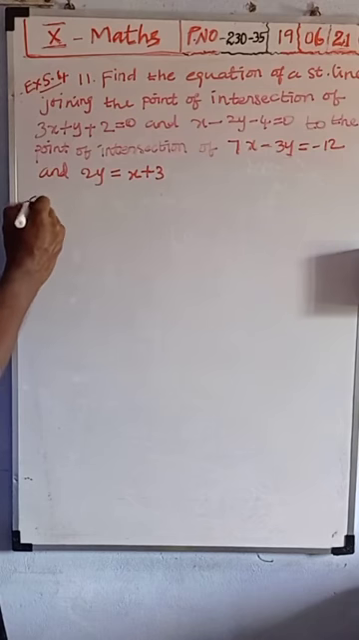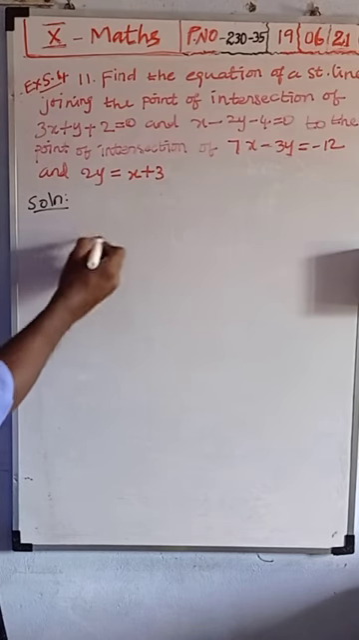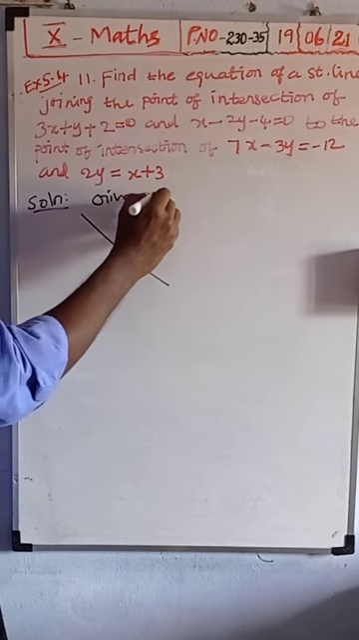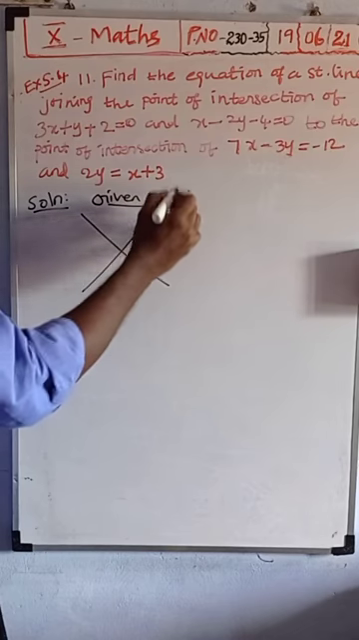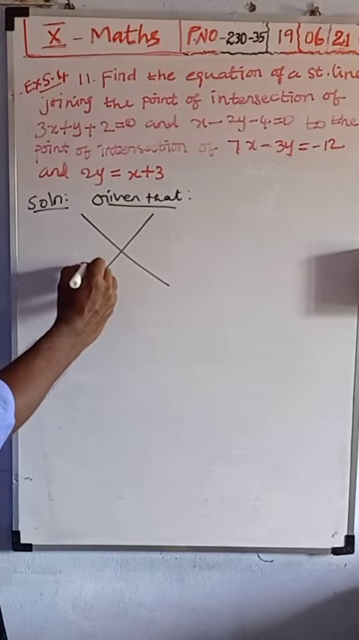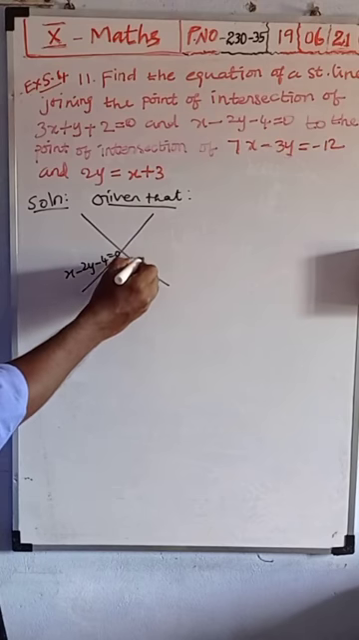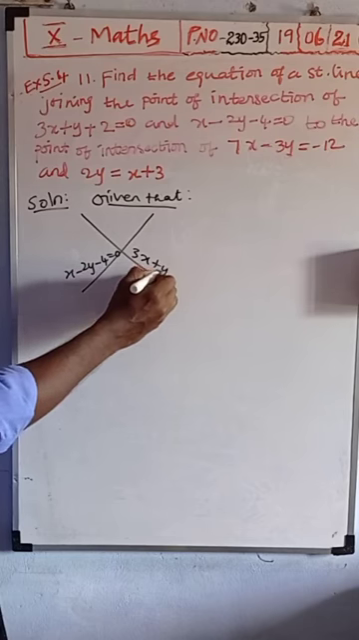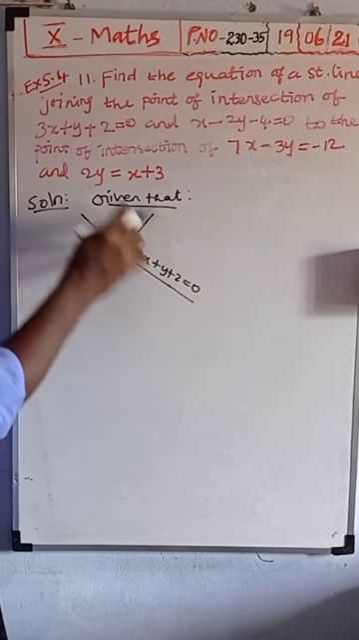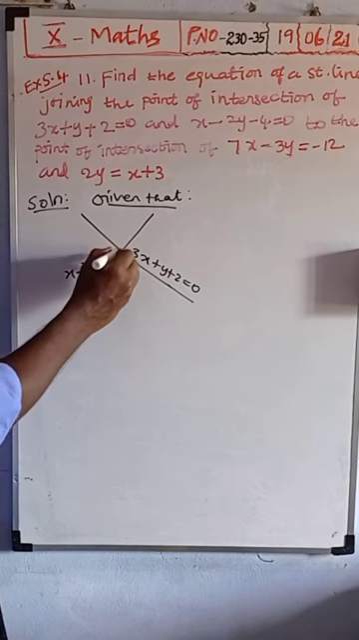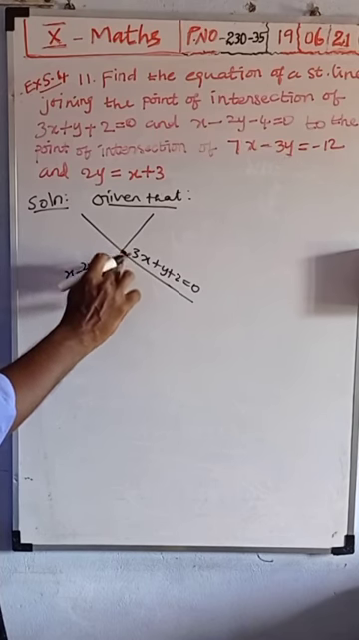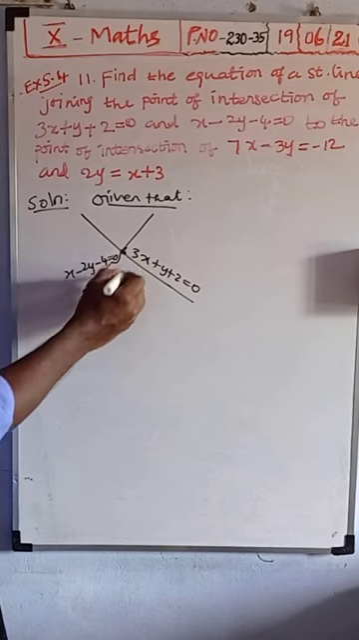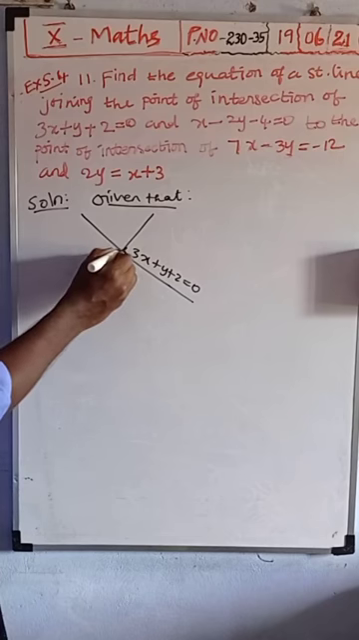While drawing the diagram you will understand. First, these two equations. The first equation is x minus 2y minus 4 is equal to 0. Then the second equation is 3x plus y plus 2 is equal to 0. This first equation and second equation, the two lines are intersecting here, so this is the point of intersection.